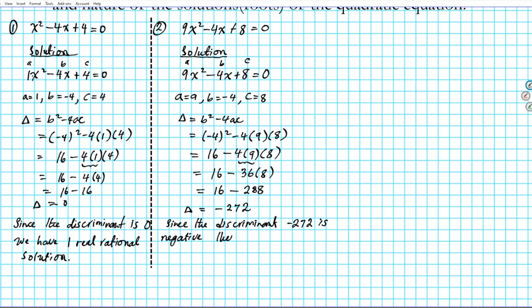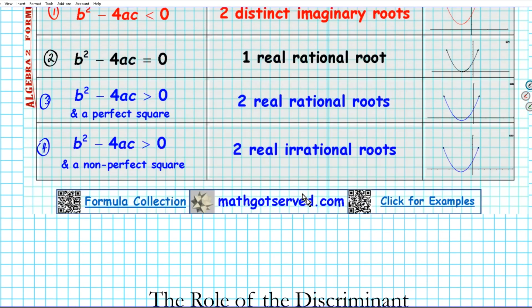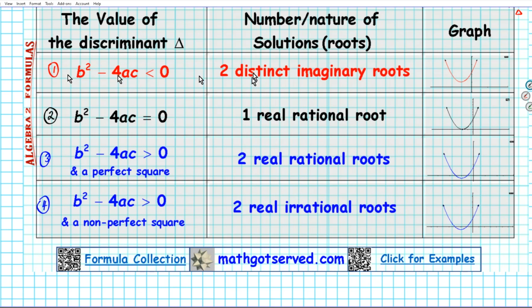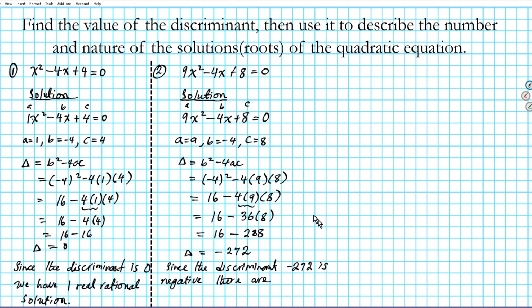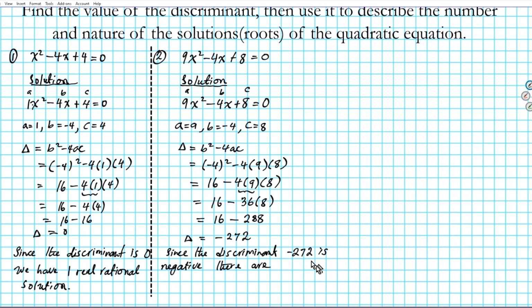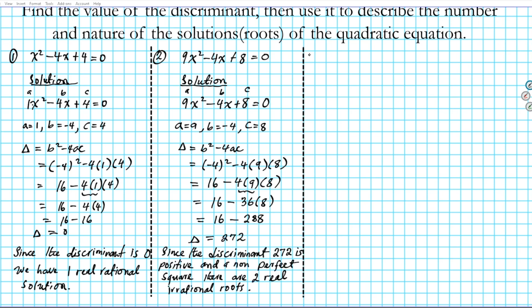do you remember what the rule is? If the discriminant is negative, let's scroll back up. If the discriminant is negative, that is case 1, you have 2 distinct imaginary roots. Since the discriminant negative 272 is negative, there are 2 distinct imaginary solutions or roots. It doesn't matter, solutions, or you can call it roots.